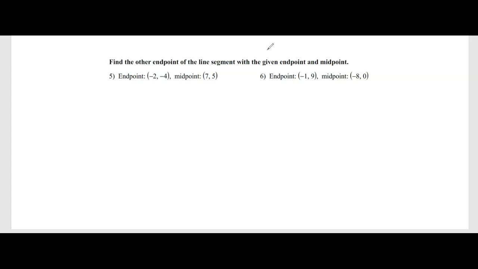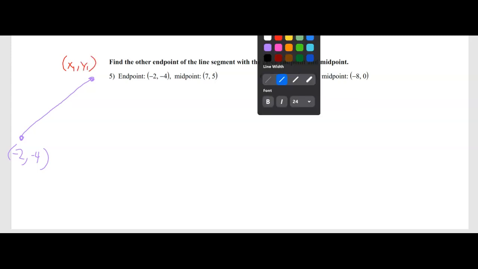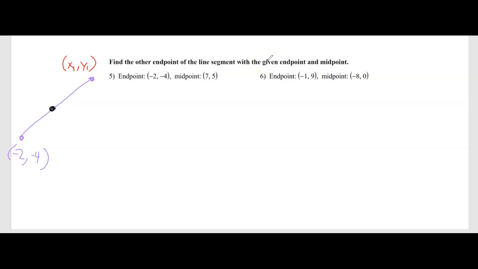Let me just draw a quick diagram for us so that we understand what's going on. So this endpoint is -2, -4. This other endpoint we'll just call x1, y1 because we don't know what it is. What we do know is that the midpoint is 7, 5. I know that's not exactly what it might look like on a coordinate plane. I'm just giving us a sketch. We have to now solve our equation for x1. So let me show you something that we can do.